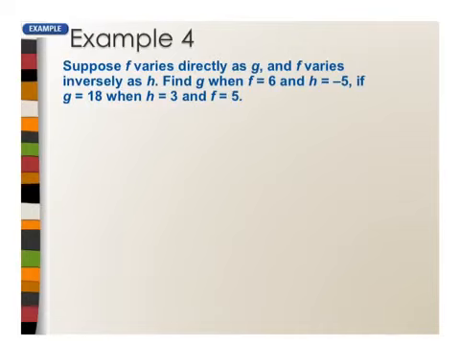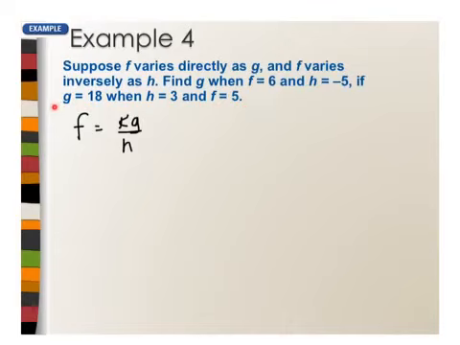Okay, this is our last example. So here we're kind of putting it all together. It says, suppose f varies directly as g and f varies inversely as h. So for our equation, we're going to say f is equal to, it's going to vary directly as g, so we have to do k times g, and it varies inversely as h, so inverse implies division. So that's how I'm going to set up my formula, my equation. f is equal to k times g divided by h. And we want to find g when f is equal to 6 and h is equal to -5, if we know that this relationship is true.